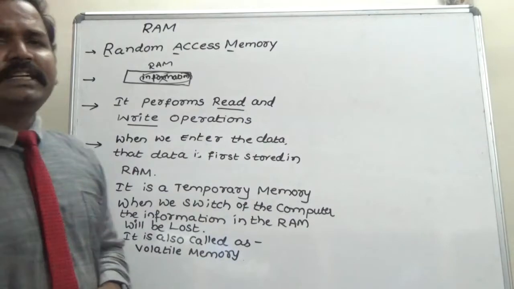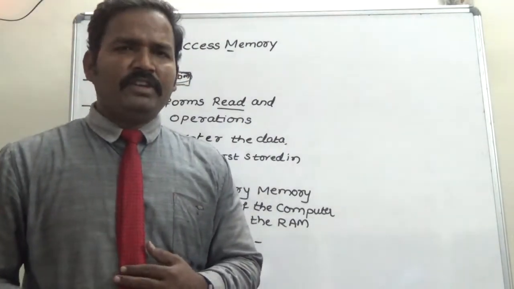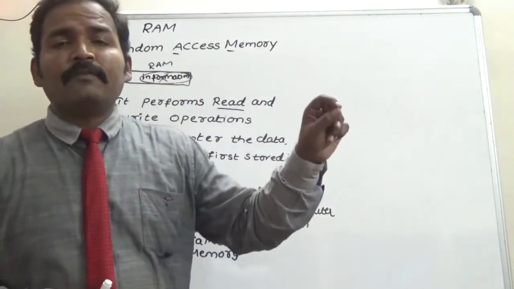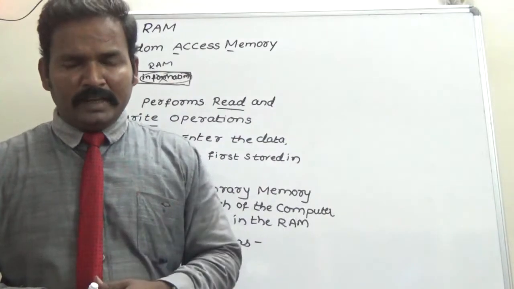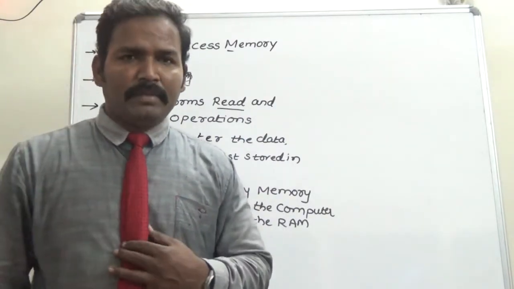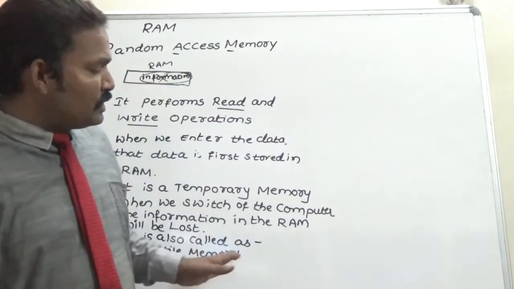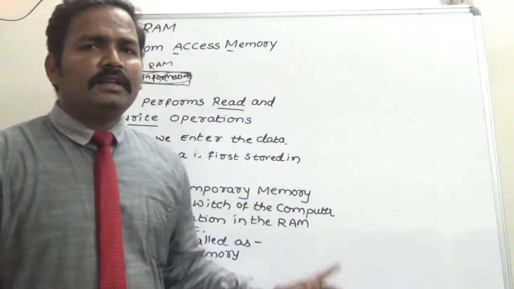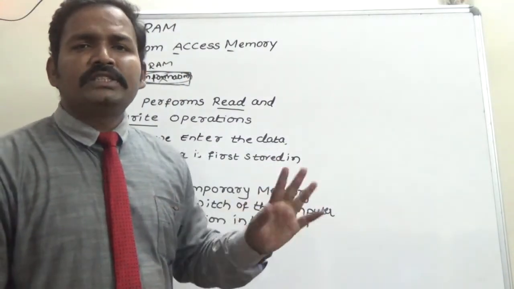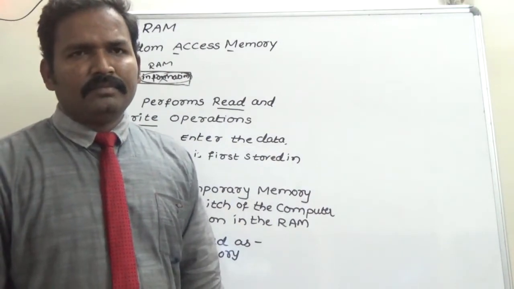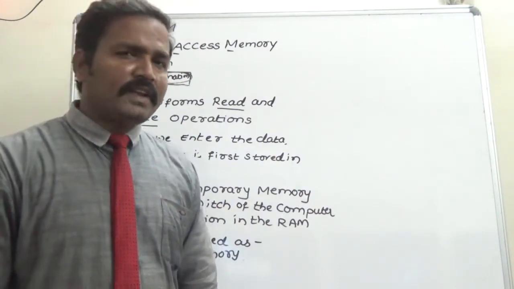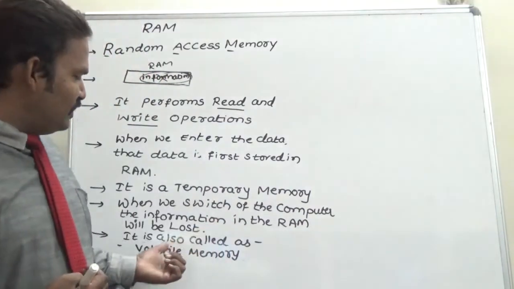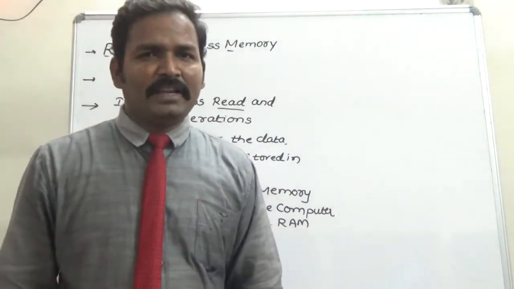Next, RAM is a temporary memory. When we switch off our computer, the information that is in the RAM will be lost automatically. Okay, it is a temporary memory. Next, it is also called volatile memory. Volatile means here RAM does not contain fixed information. The information in the RAM will be changed always. So it is also called volatile memory.